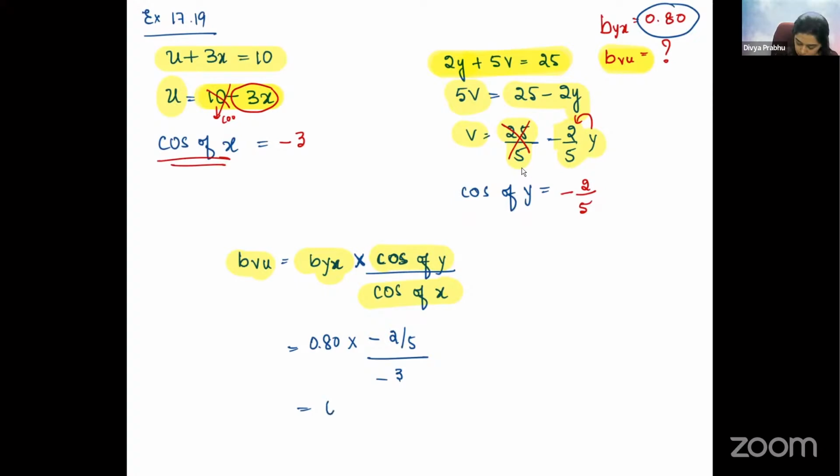This will be 0.1066. This is the answer.